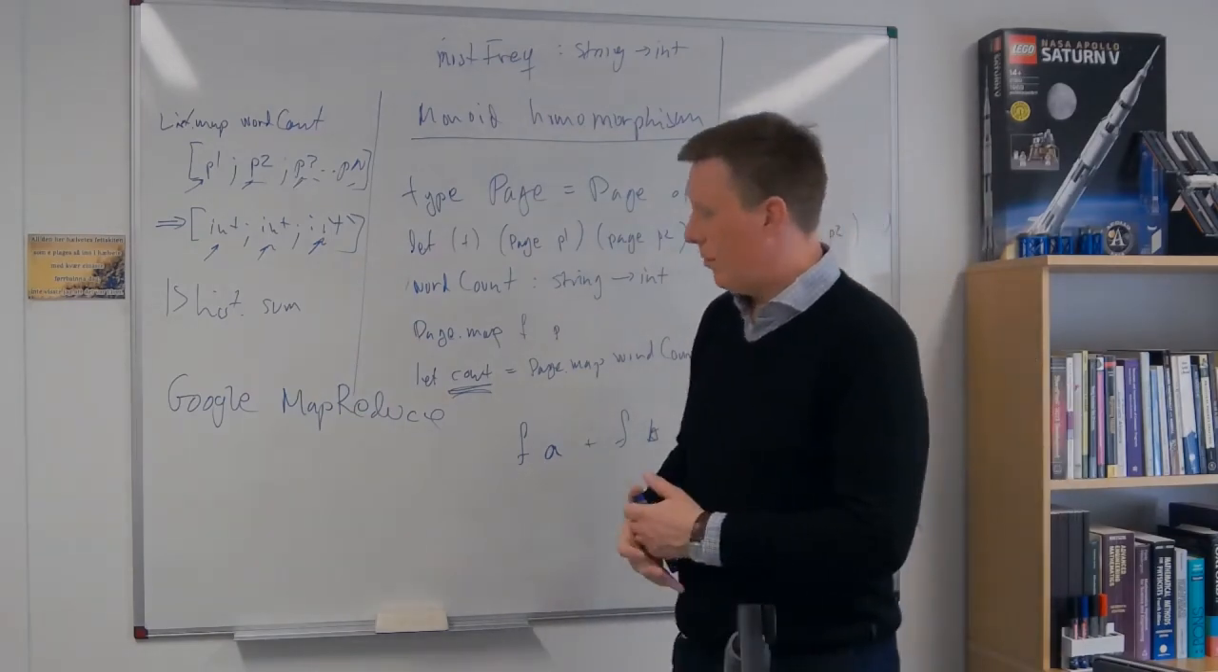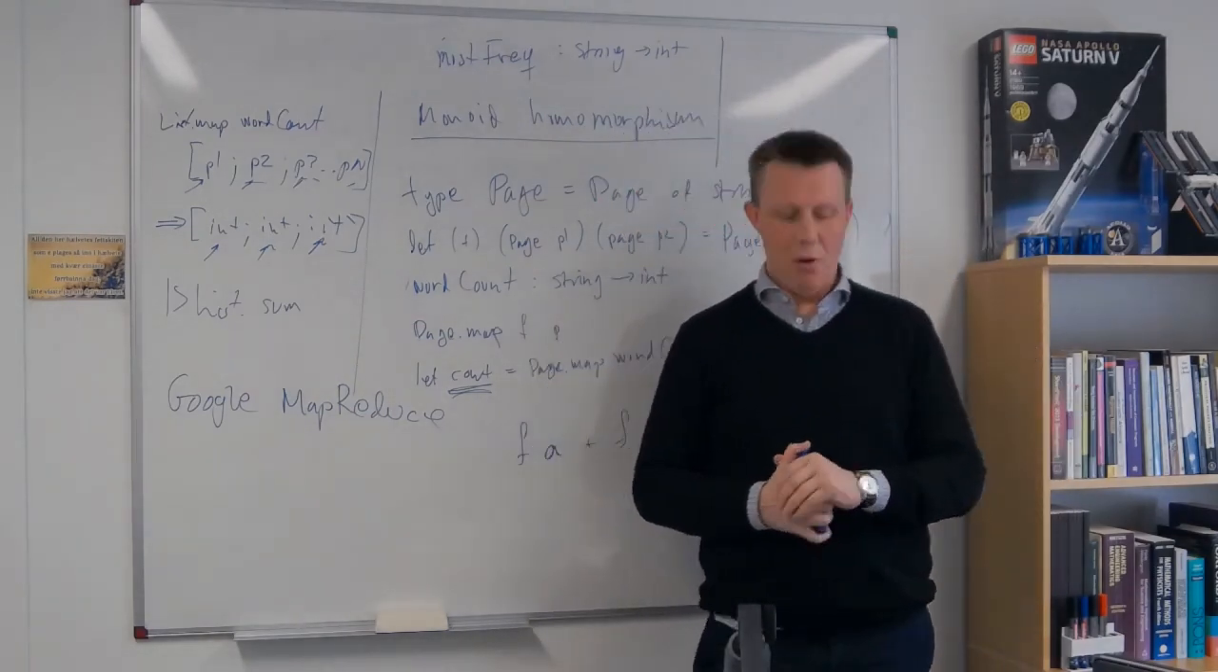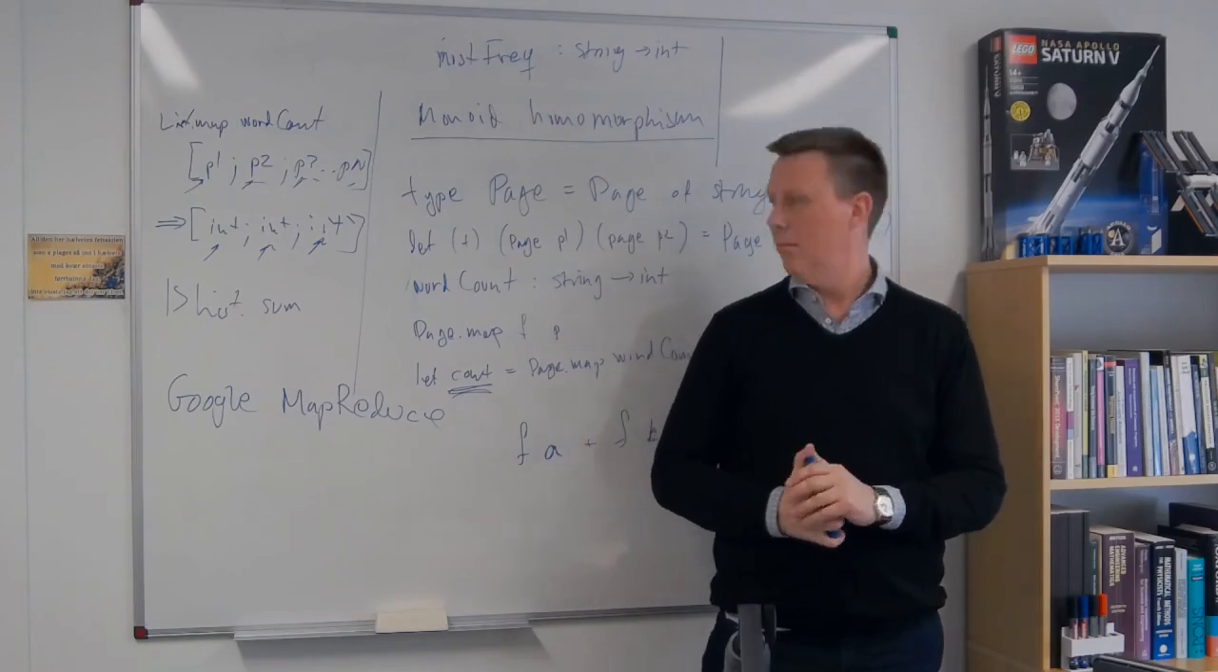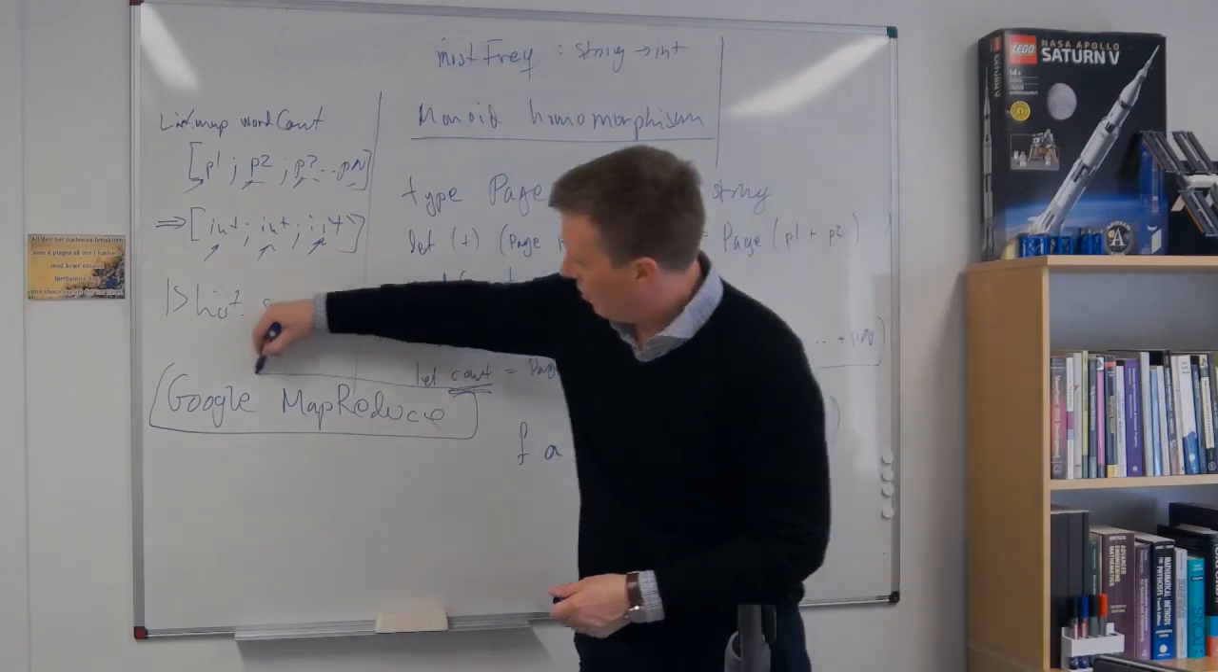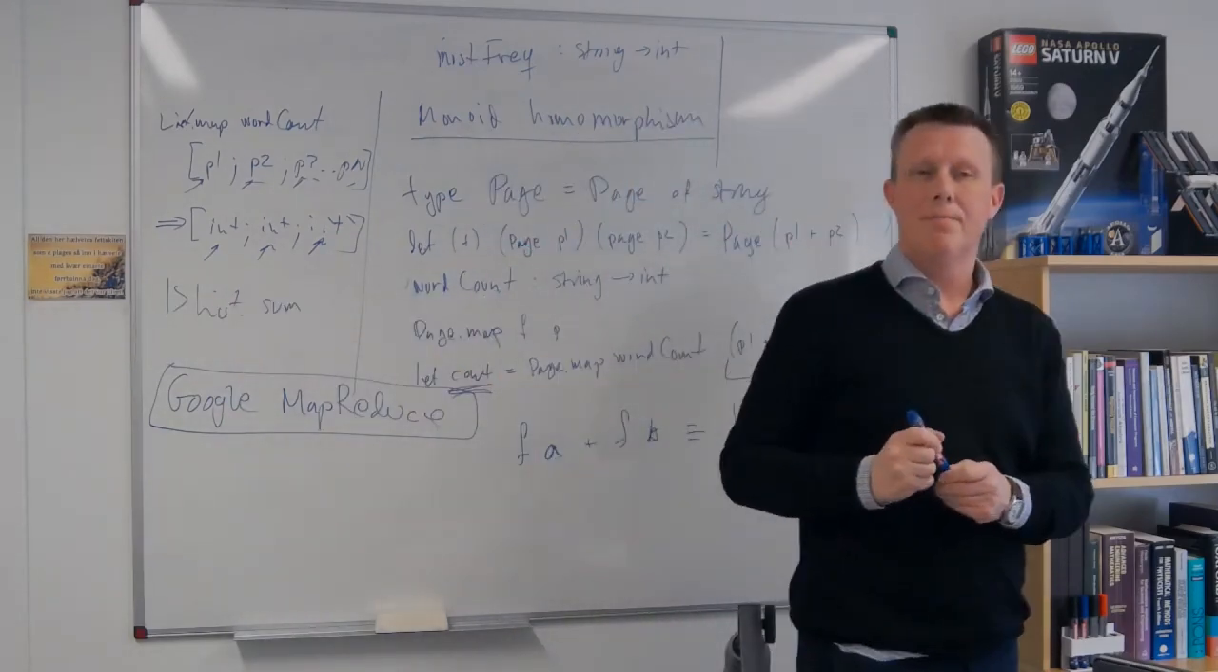That was that about monoid homomorphism. They are important for computational efficiency, amongst other things.